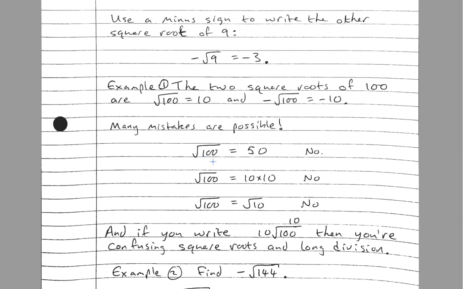So just to try to avoid these mistakes: this is the square root of 100. It's not 50. Dividing by 2 doesn't work. I was seeing this in the homework already. The square root of 100 is equal to 10 times 10? No. 10 times 10 equals 100, but the square root of 100 is just 10. That is the answer. So not 10 times 10.